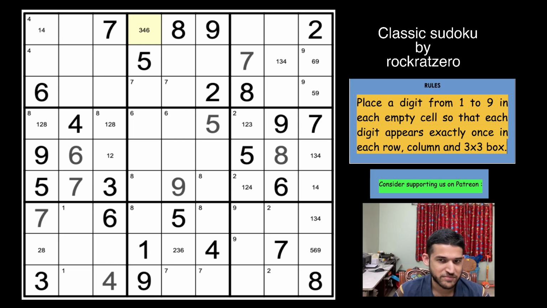Slowly I feel I'm sort of digging now. It's not easy to get the digits. They're not easy to come by. Okay, this cell, 3, 4, 8, 9, 6 and 7. So this is 1, 2, 5. And this one, 3, 4, 8, 9, 5 and 7. So 1, 2, 6.